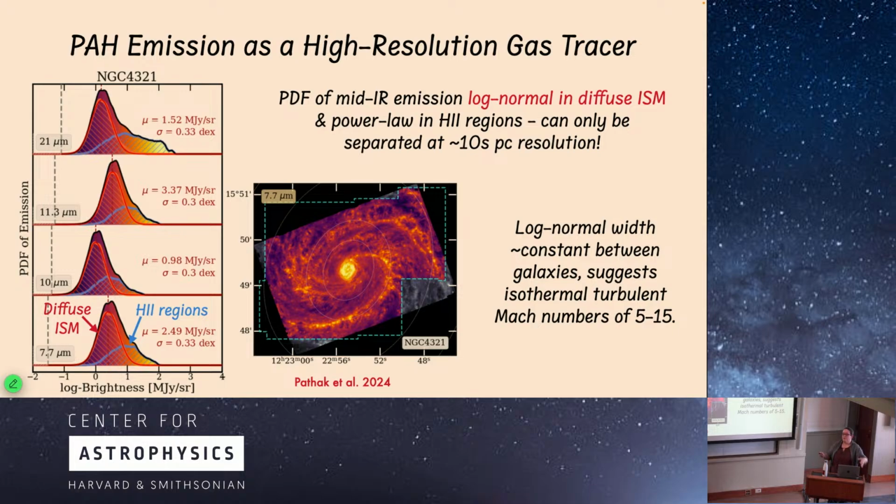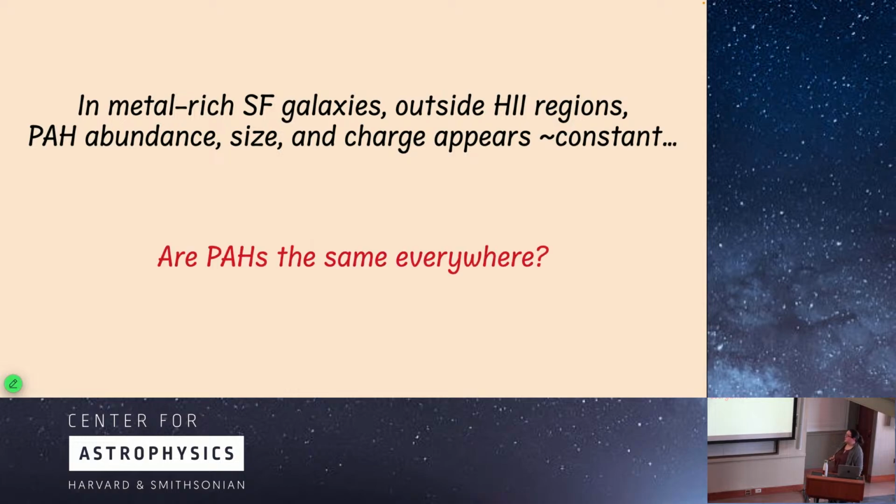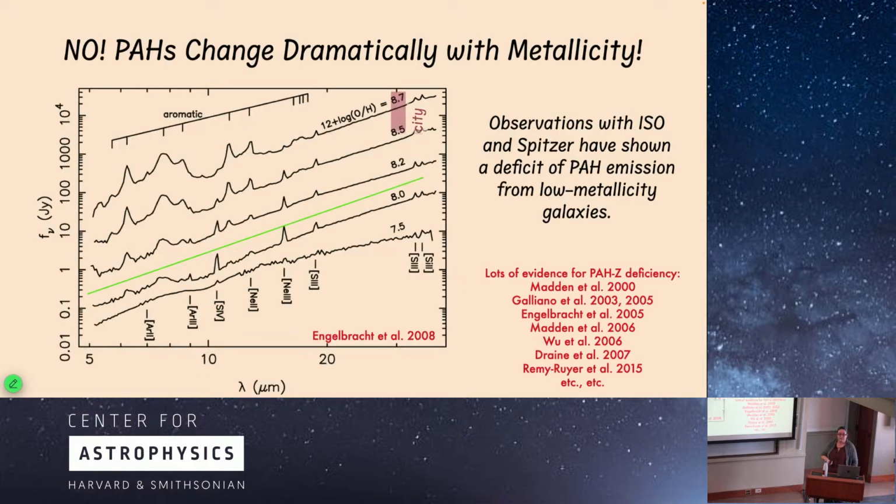Okay, so at this point, I've told you a lot about high metallicity galaxies where I've argued that the PAH abundance changes mostly in H2 regions and is pretty constant outside of them. So you may be wondering, does it change anywhere? Are PAHs always the same across the diffuse ISM of these galaxies? And the answer is really no. The way that they change, though, is primarily with metallicity.